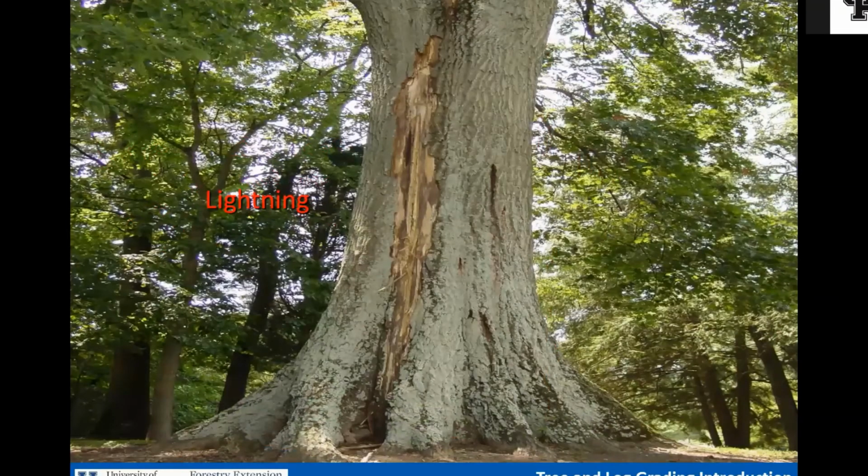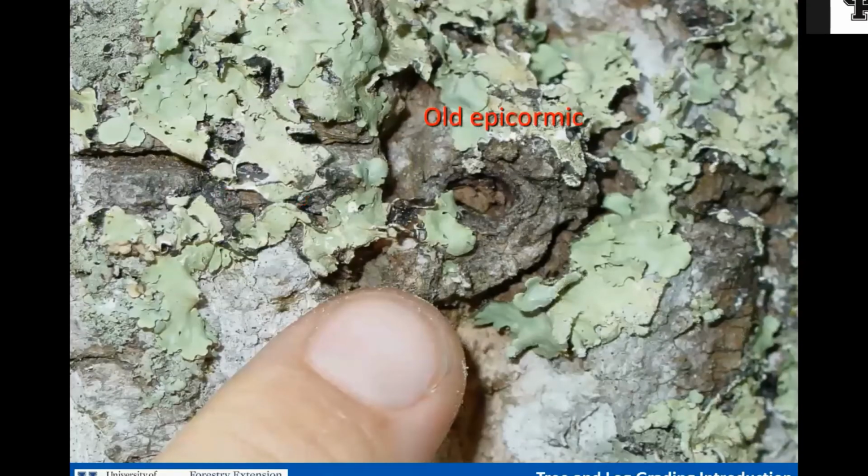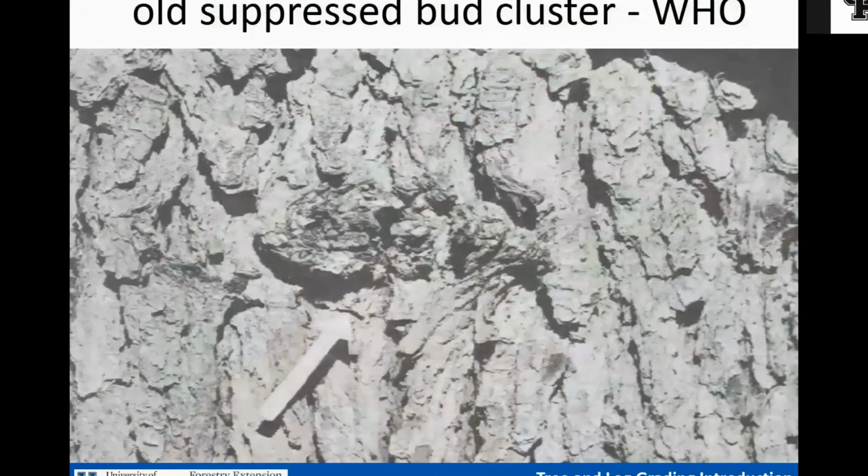Lightning is common. Here is a pretty good example of what lightning damage looks like in trees. Here we've got an old epicormic branch right here, a bud right there, and these can be difficult to see to the untrained eye. It takes a lot of experience to be able to spot some of these. Here we've got an old suppressed bud cluster. On the surface, to the untrained eye, someone may not even notice this as being different from the regular bark pattern going on.